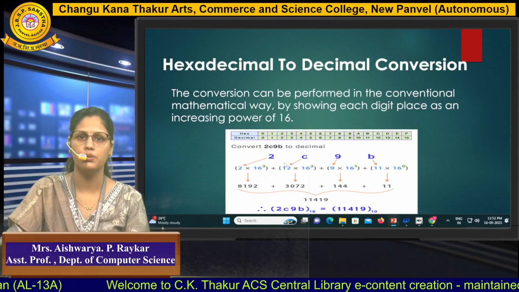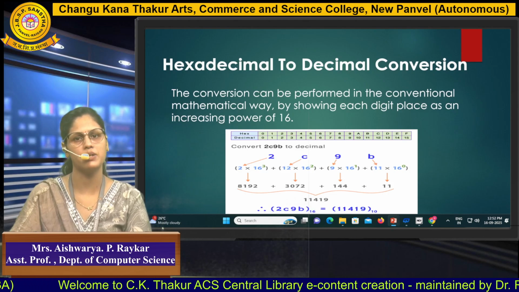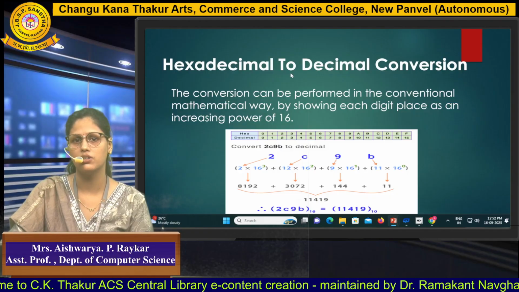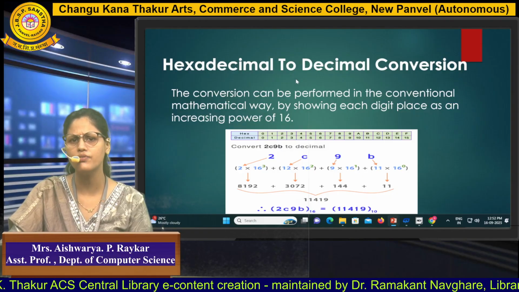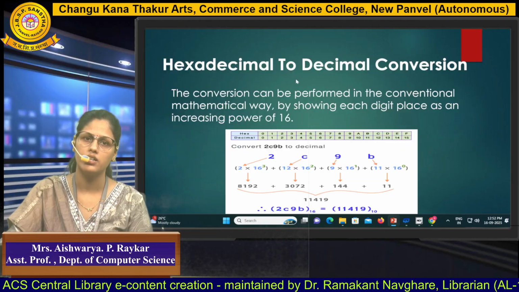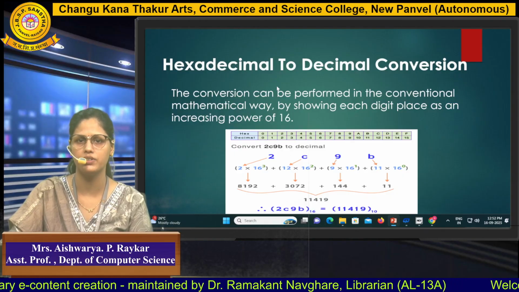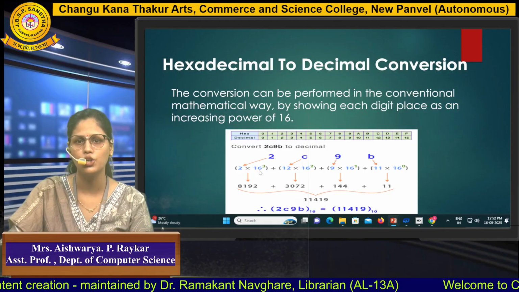Now hexadecimal to decimal. Now hexadecimal has a base of 16 and we are supposed to convert it into the decimal. So simply just multiply it with the power of 16. The logic is same. Here we are about to convert it into decimal, so simply multiply it with the power of 16. Here is the example 2C9B.